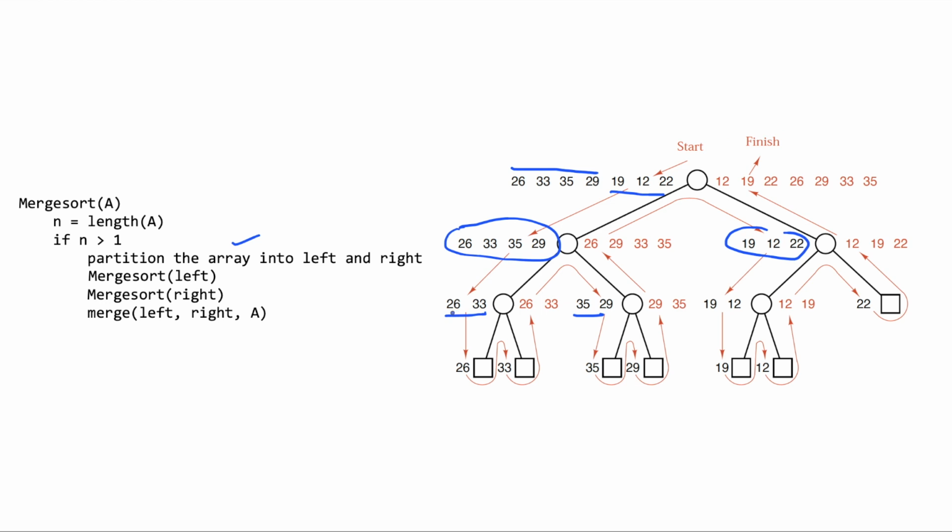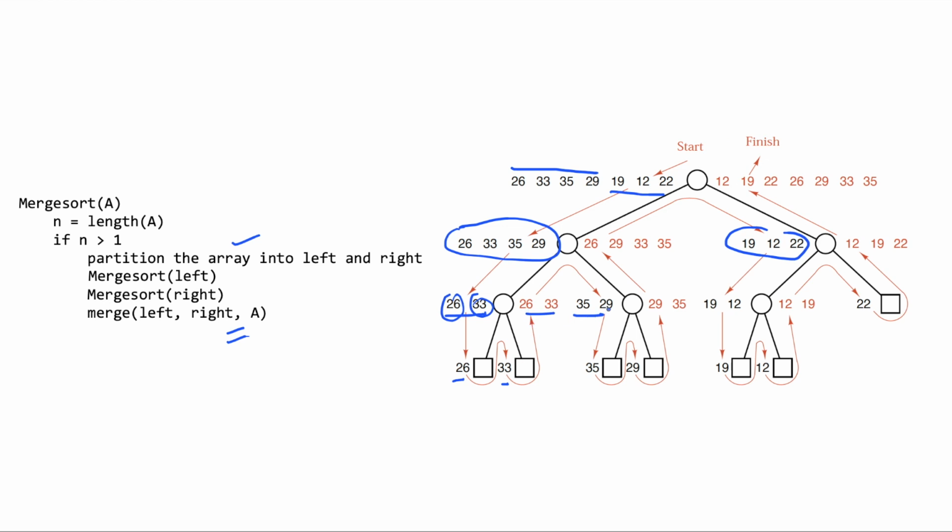So we have an array 26 and 32. So we will be dividing into 26 first, then 32. So this is 26 and 32. So when you have an array of single element size, then it is already sorted. Now we will start the merge step. So when you merge 26 and 33, you will get 26, 33.